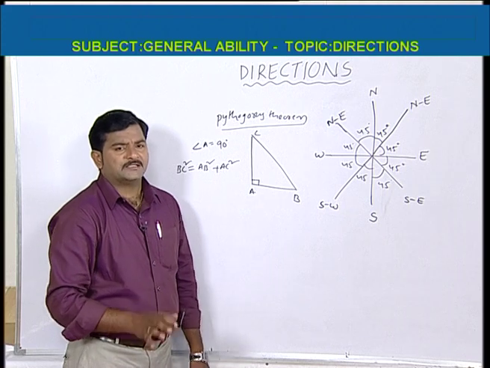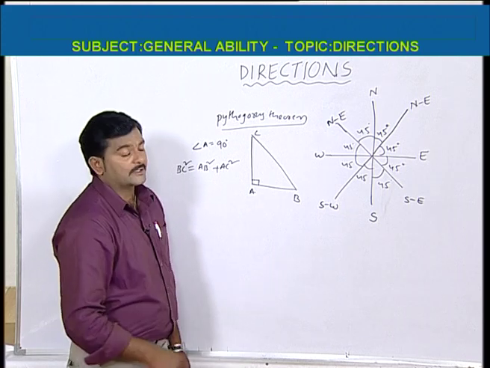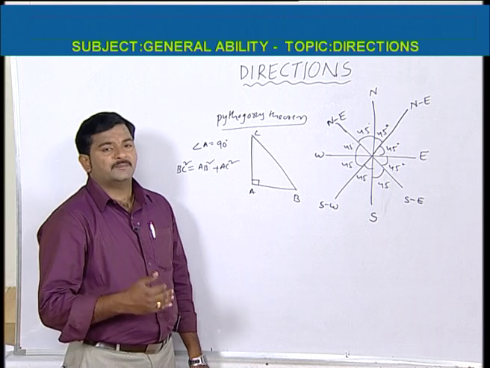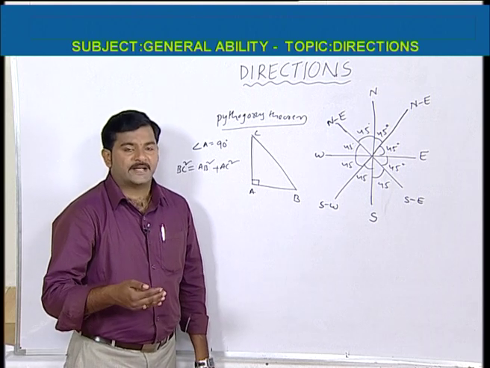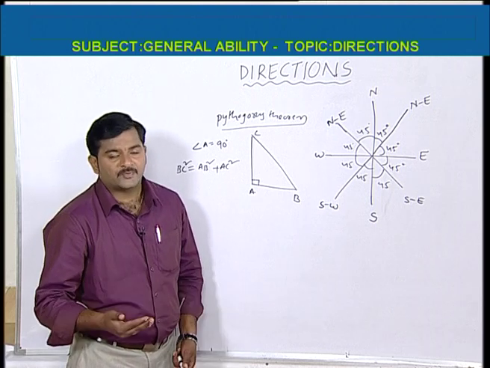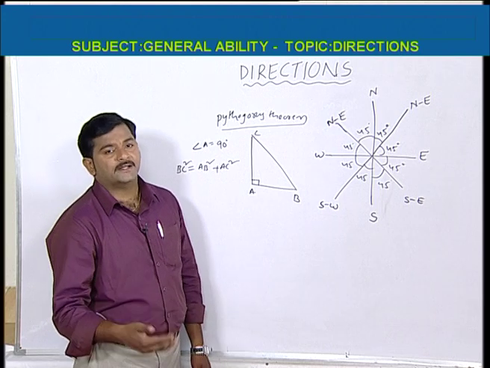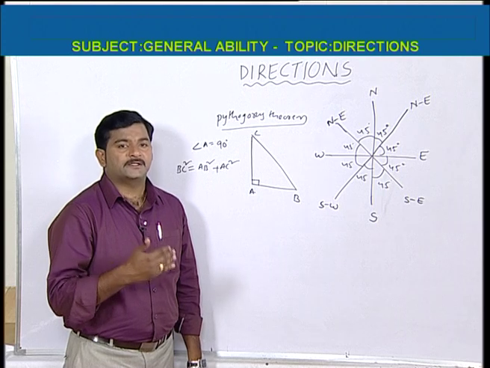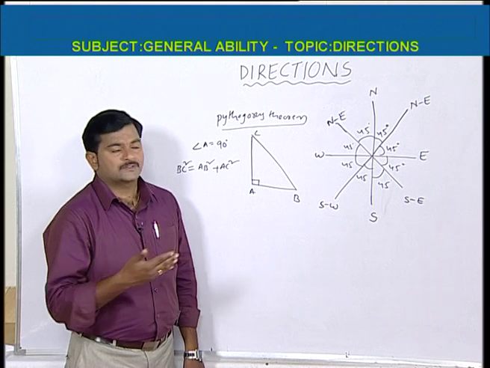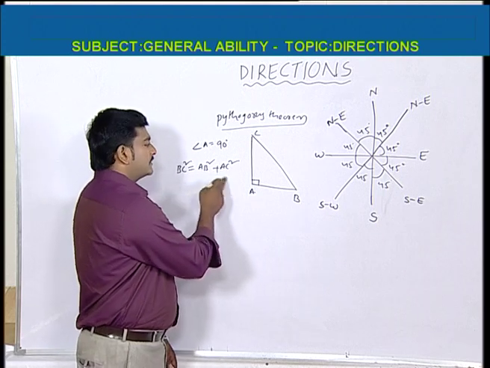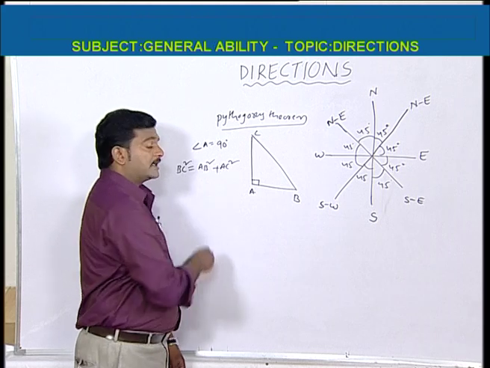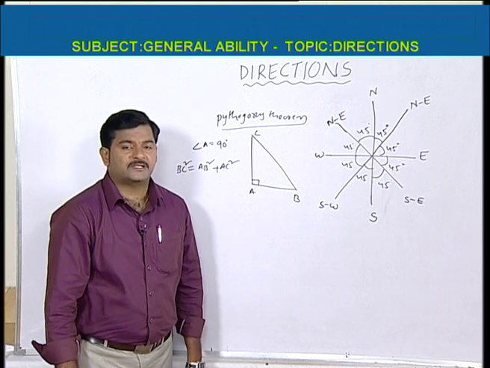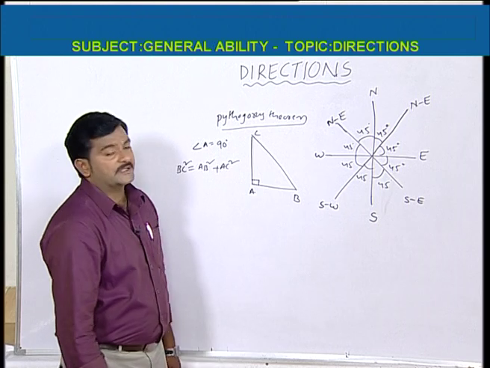I repeat, it's not a mathematical thing. One small point here. Pythagoras theorem means simply hypotenuse square is equal to side square plus side square. What is the hypotenuse? It is also the largest side in a right angle triangle, or else the side which is opposite to 90 degrees is said to be the hypotenuse. So the square of the hypotenuse is equal to the sum of the squares of the other two sides. This is about the Pythagoras theorem part.